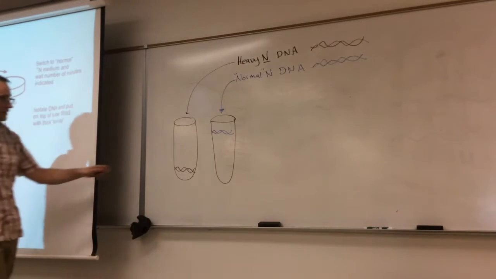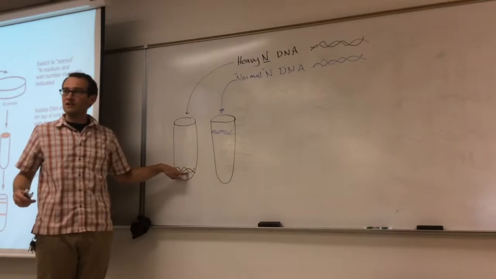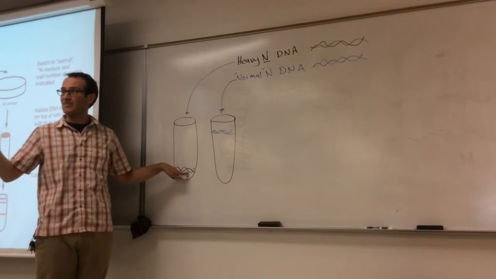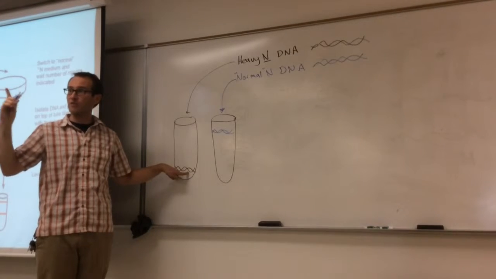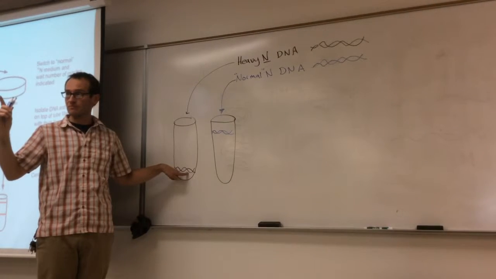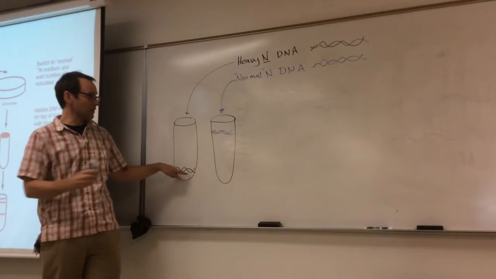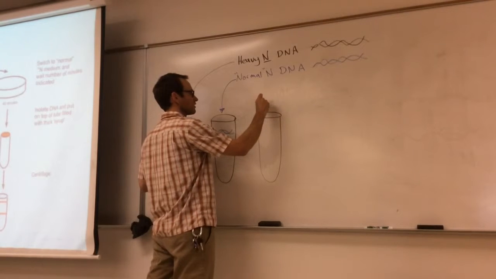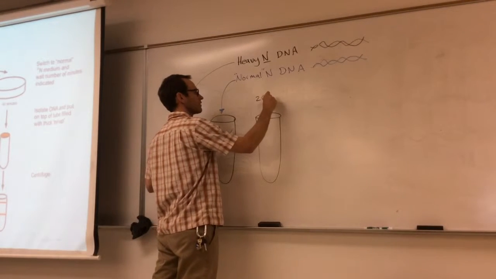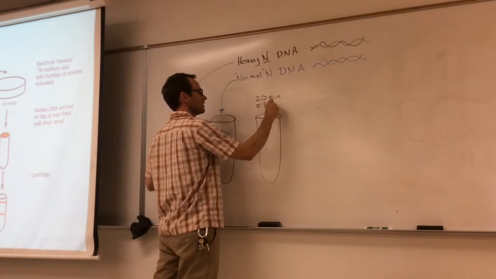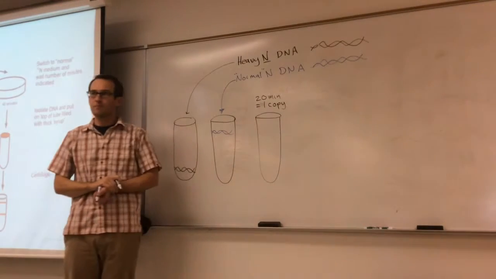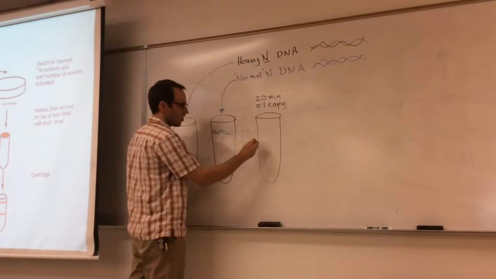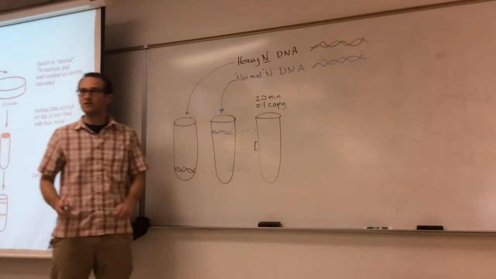So if you take bacteria that is all heavy and you let it use the building blocks to make new DNA that's all light for one round of copying, okay, what you end up with is, so this is going to be after 20 minutes, which equals one round of copying, you end up with DNA that all occurs right here.